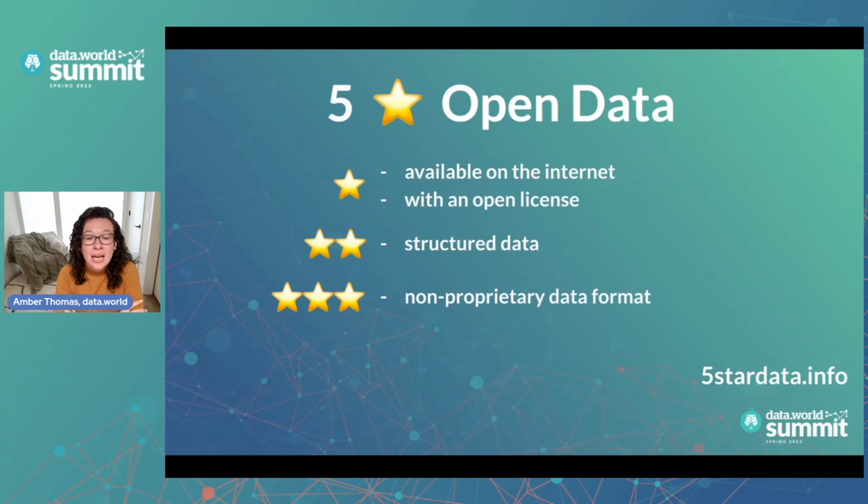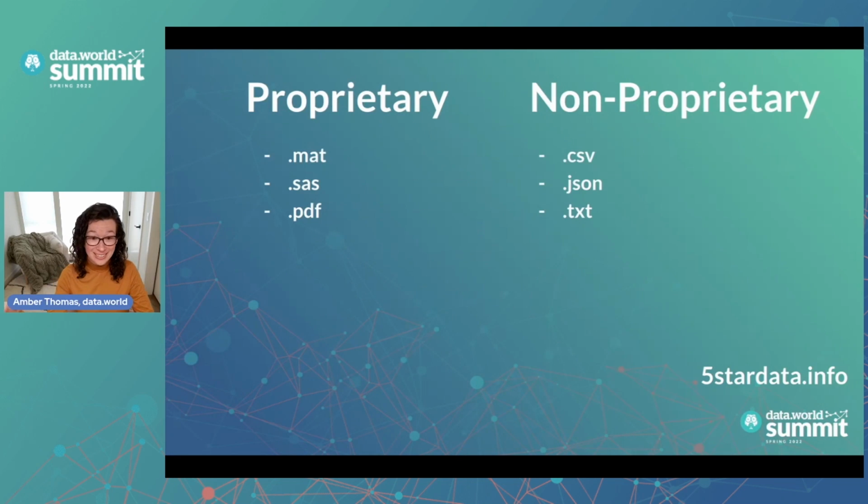3rd star. The data is online, open license, structured in a non-proprietary data format. What that means is that there are some data programs that when you export data from them, they are in a specific format that can only be opened if you have that program. For instance, things like MATLAB, SAS, even PDF is one of these formats that you need to actually own the correct software in order to open it.